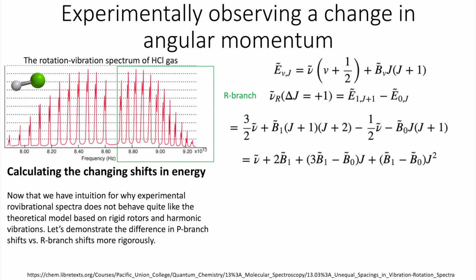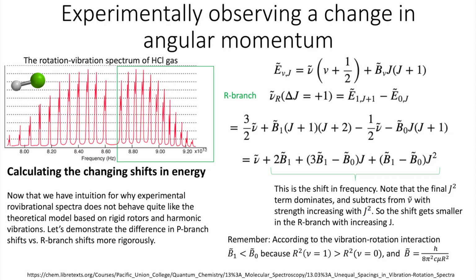So let's interpret it now. This is the shift in frequency. So we have our base frequency, that nu tilde, and then the rest of these terms are the shift. And note that the final J squared term is going to be the one that dominates, right? J is an integer here, and so J squared is going to be larger, right? We know that J isn't going to be a decimal, because if you square a decimal, it gets smaller.